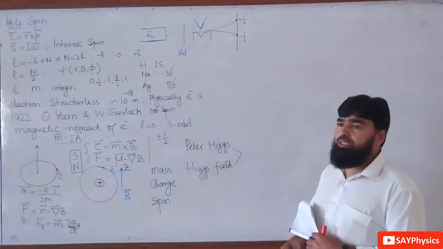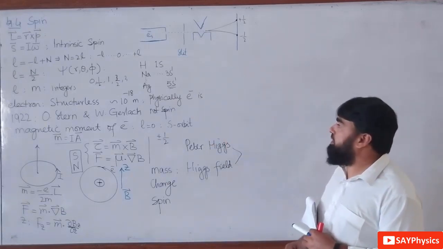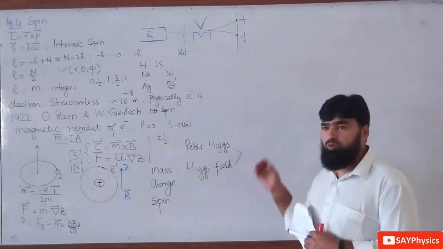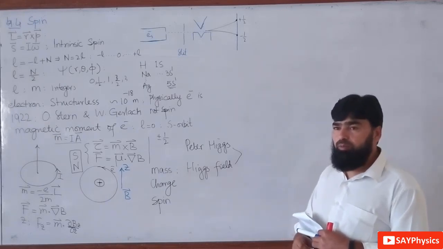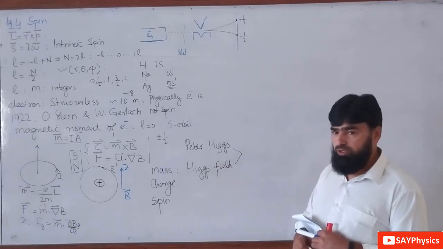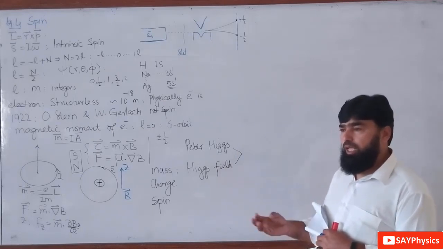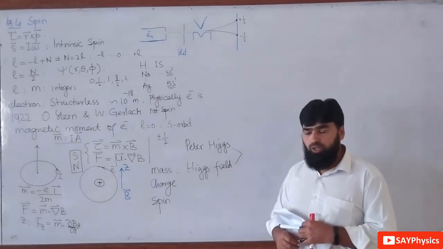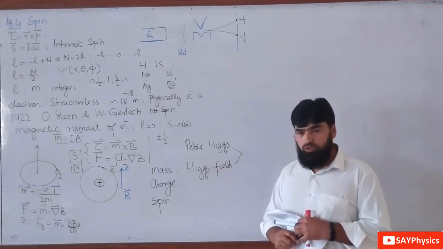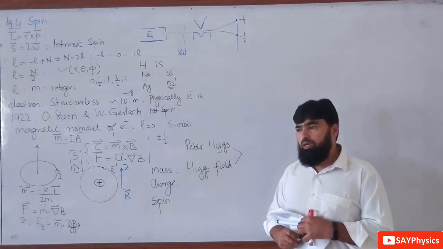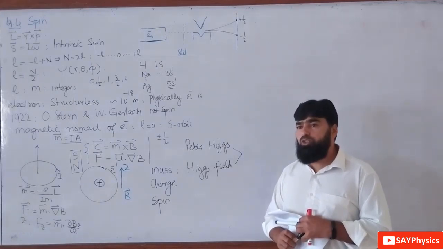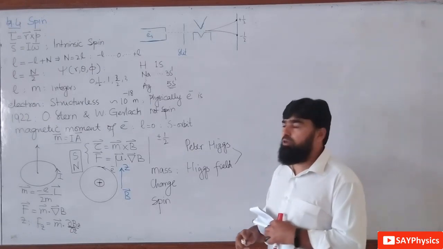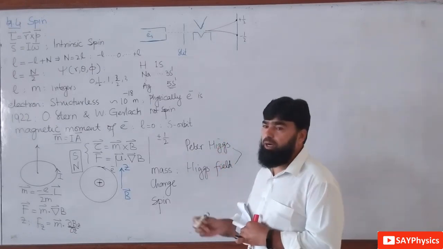There are some particles whose spin is 1/2, 3/2, and 5/2, and so on. We call them fermions. Fermions like electron and proton are spin half particles. We also have bosons. They are integer spin particles, spin 0 for example. Like photon. Photon is a spin 0 particle.